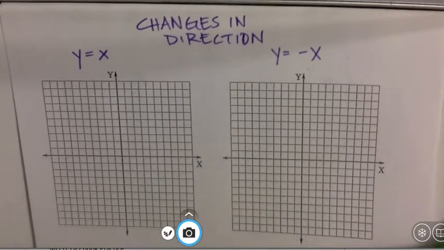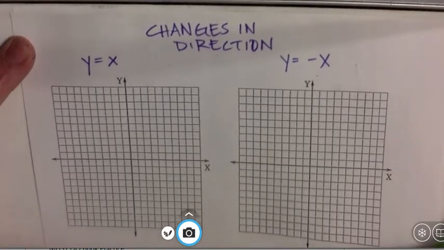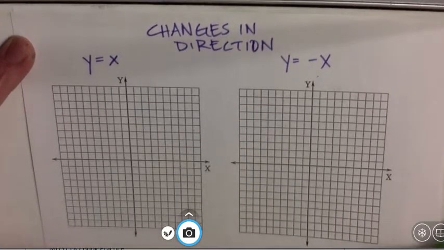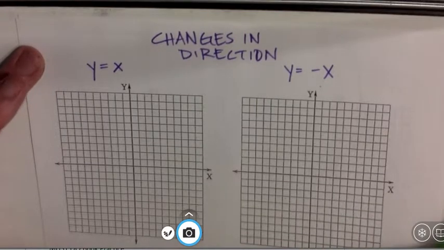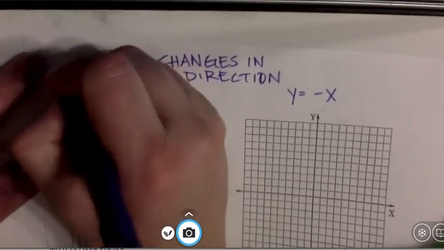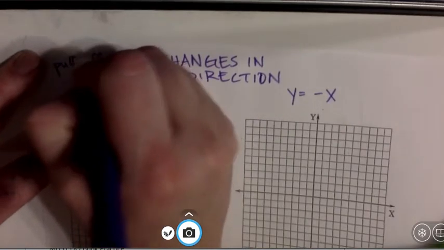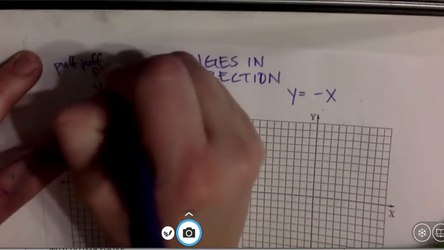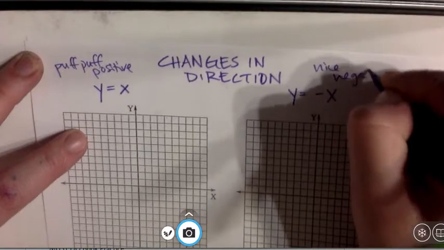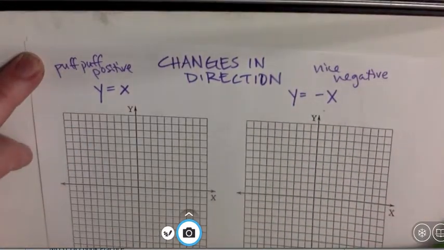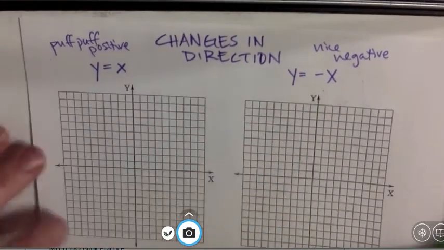Everyone. We are going to look at transforming linear equations. This particular set of transformations that we're going to be doing is just paying attention to changes in direction. In other words, we are changing things from puff puff positive to, let's finish writing this, to nice negatives. So think your inner slope dude is going to really come out in these. So puff puff positive to nice negatives.